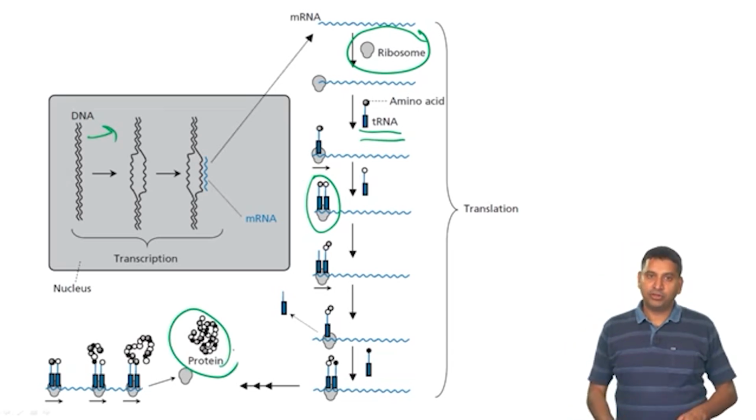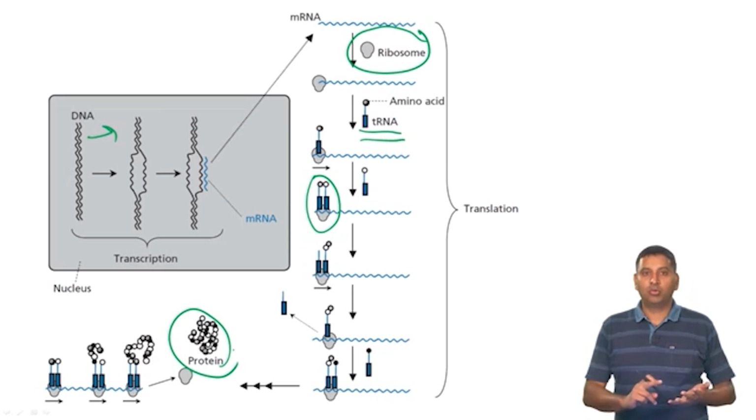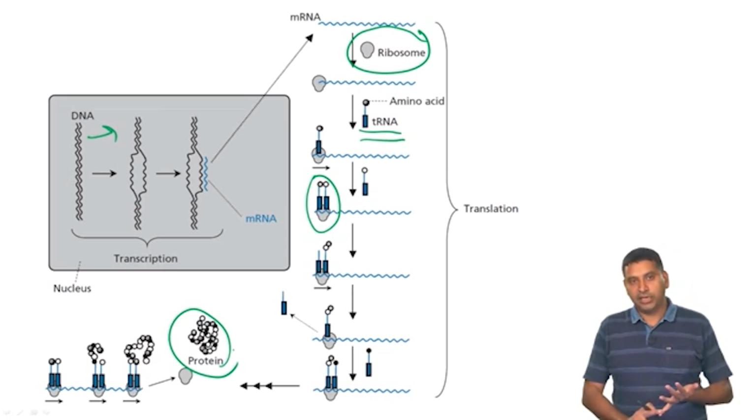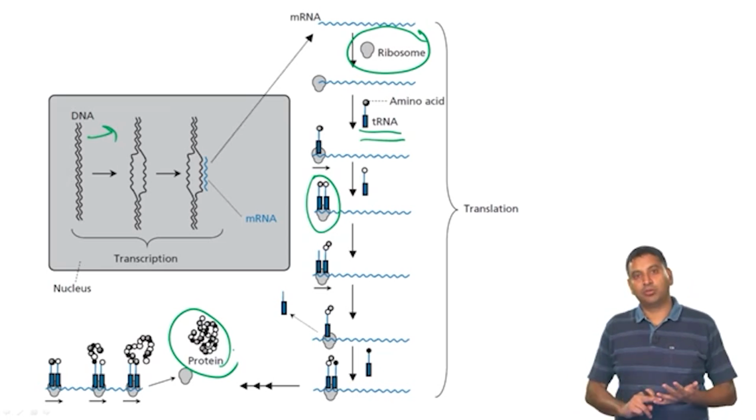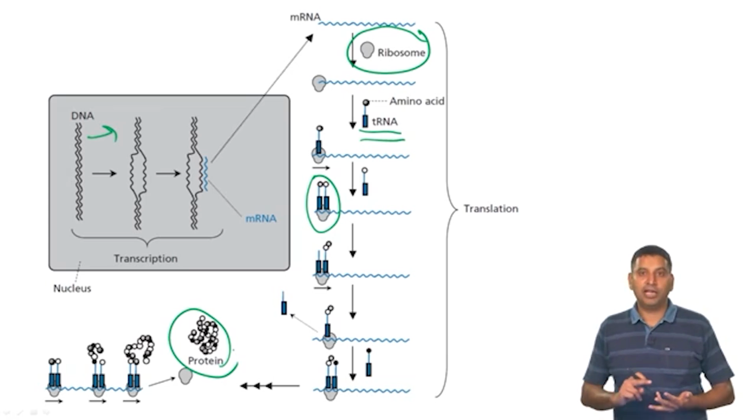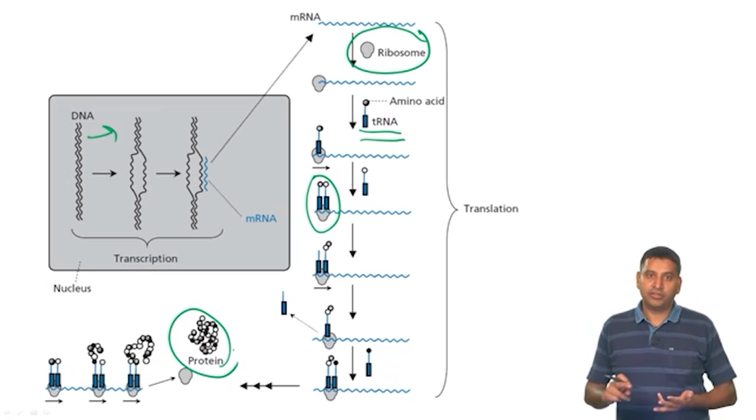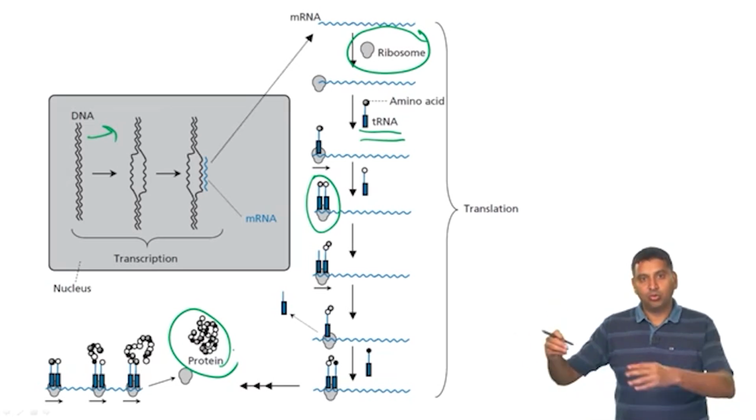So, the key terms here are transcription, where the code from DNA is transcribed to mRNA. The second keyword is translation, where the code on mRNA is now used to synthesize the right kind of protein. So, together this is the process by which the information in DNA is converted to a protein.